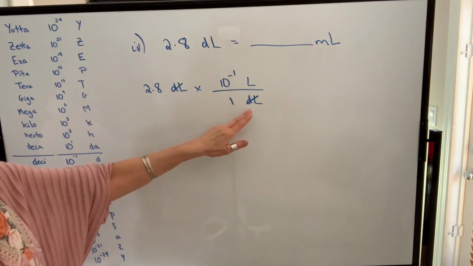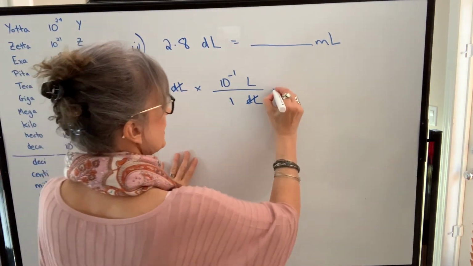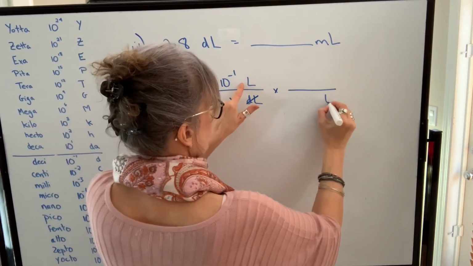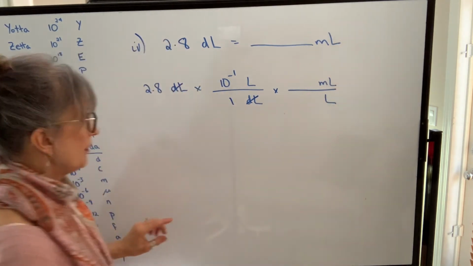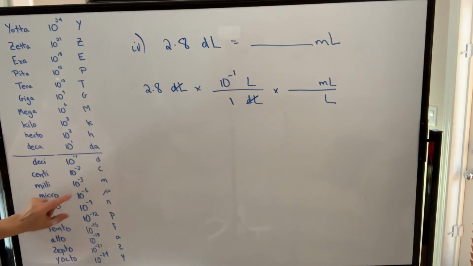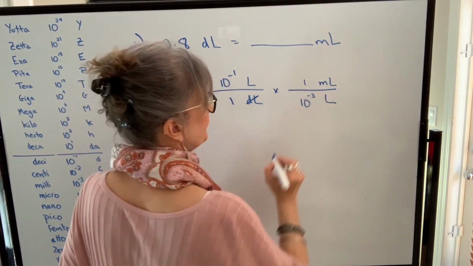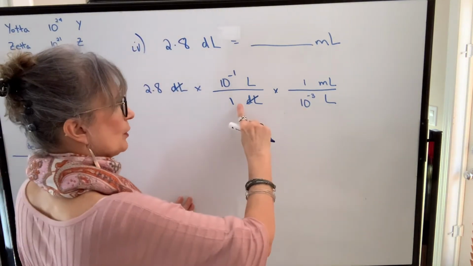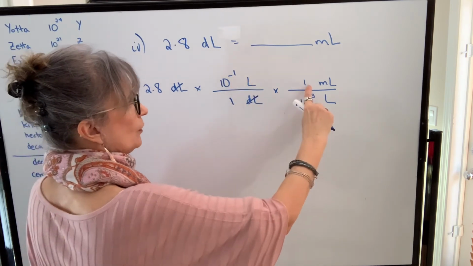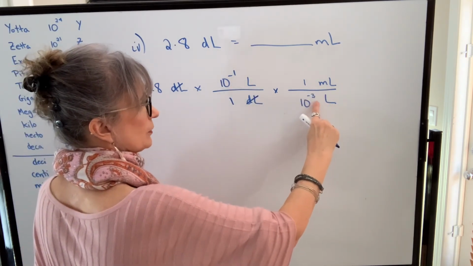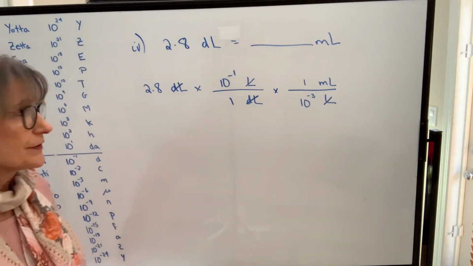Then I cancel deciliters. I don't want to stay in liters, I want to go to milliliters. So my next fraction should have liters in the denominator so that it will cancel, and have milliliters in the numerator. I'll look up milli. Milli is 10 to the negative 3. So 1 milliliter will equal 10 to the negative 3 liters. Remember, a 1 goes with your prefix unit, and your power of 10 goes with your base unit. Liters will cancel, and I'll be left with milliliters.